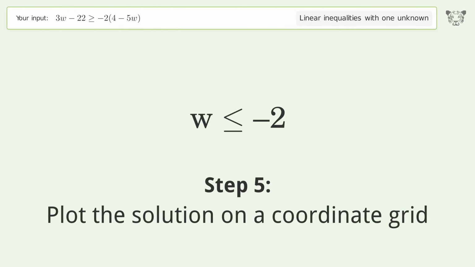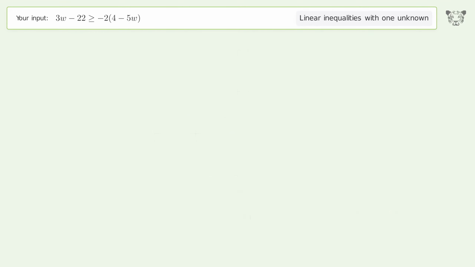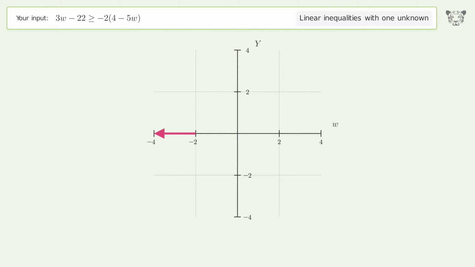Plot the solution on a coordinate grid. And so the final result is w equal or smaller than -2.